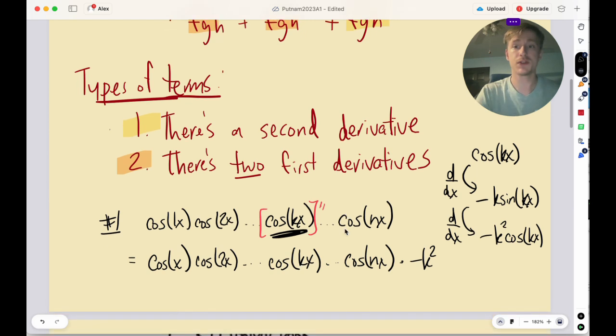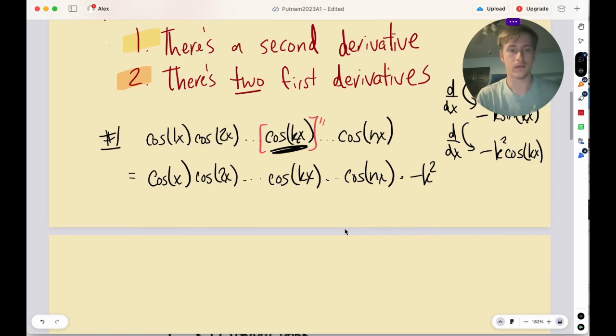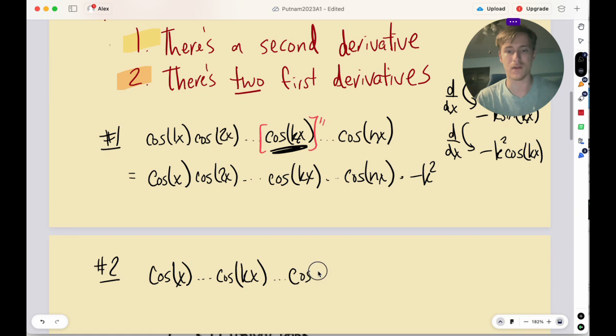Okay, and what's term 2 going to look like? Well, term 2, I don't know, just pick any 2 of the cosines to take the derivative of. Again, I'm trying to be as clear as possible. So maybe cosine of x, and so on, cosine of, I don't know, maybe some kx, maybe some cosine of mx, and then we get to cosine of nx finally. And I'm choosing these 2 terms to just take a first derivative of.